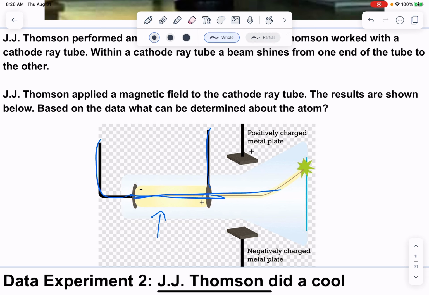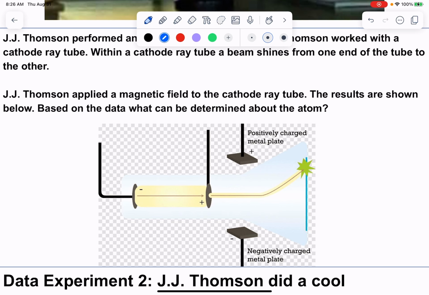And basically, once he created this beam, and he didn't really know what it was, there was nothing in the tube until he ran electricity, and all of a sudden there was a beam of particles. He applied a magnetic field to the beam and was able to notice that the beam actually bent up towards the positive side of the magnet, which told him that it was a negatively charged beam.